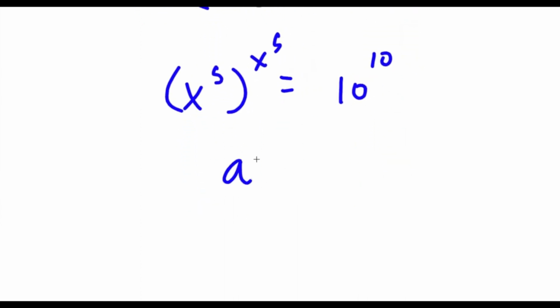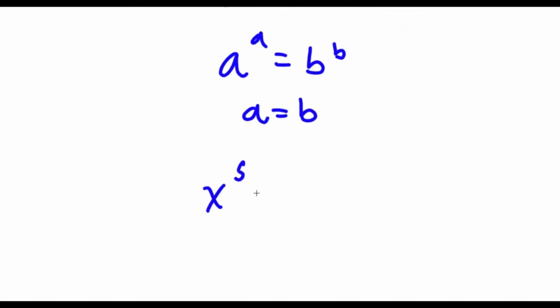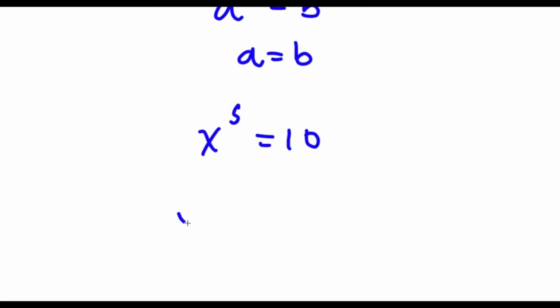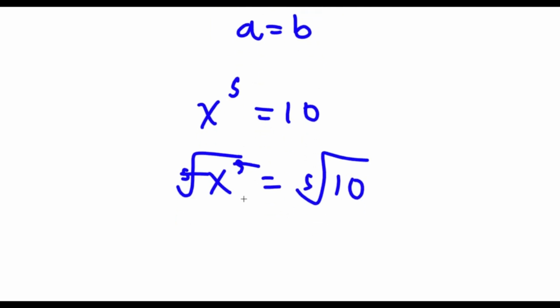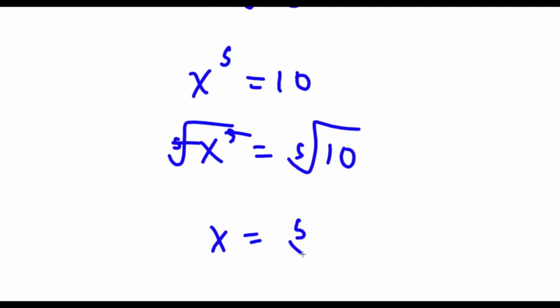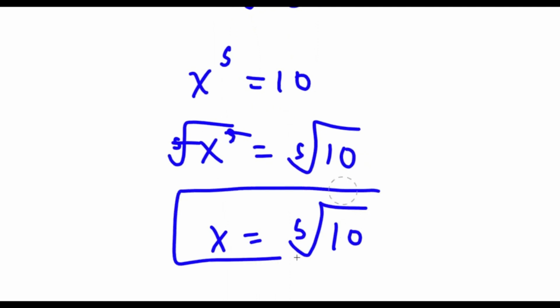Now, if I have something in the form a to the power of a is equal to b to the power of b, this means that a is equal to b. So in this case, x to the power of 5 is equal to 10. Now I'm going to take the fifth root on both sides. So then these two cancel out, and now I'm left with x is equal to the fifth root of 10. So this is my answer.